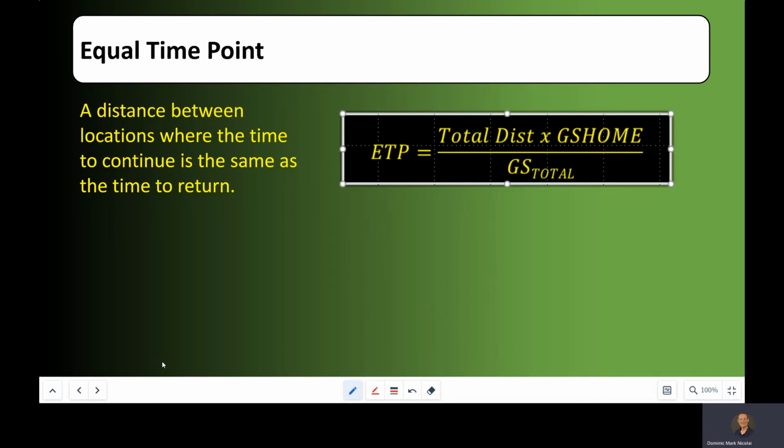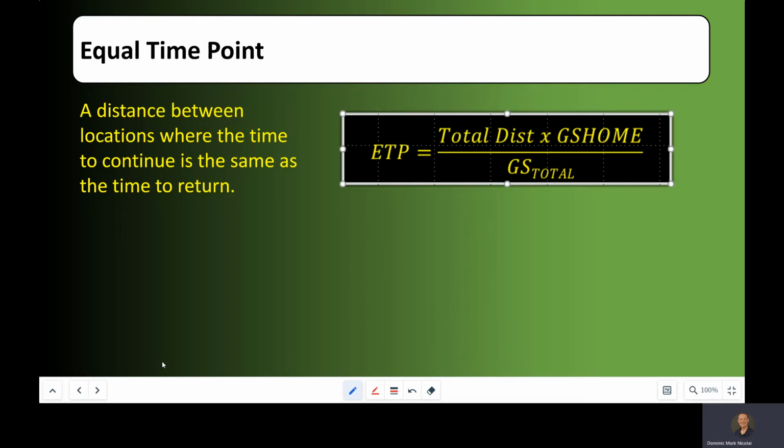So if you are traveling over Lake Michigan, you should know, if I encounter a problem with the aircraft, do I keep going straight ahead because it's time-wise closer to the shoreline, or do I turn around because the shore behind me is closer time-wise? So we have a formula: the equal time point is equal to total distance between your points times ground speed home, I'll go over what that means, divided by ground speed total.